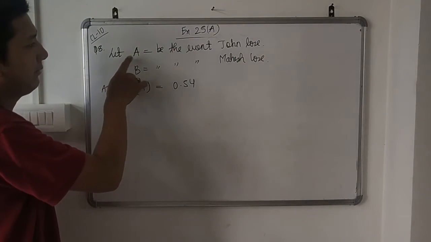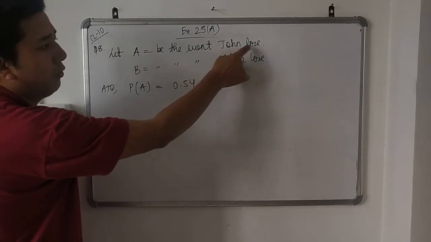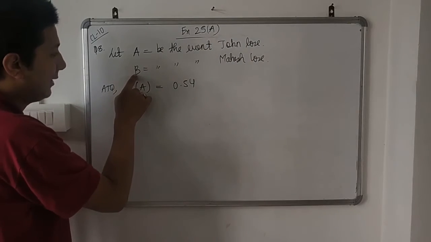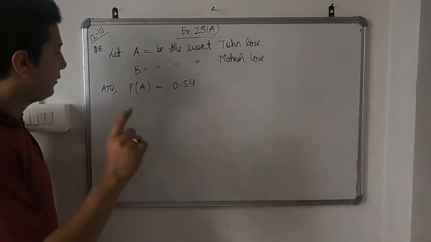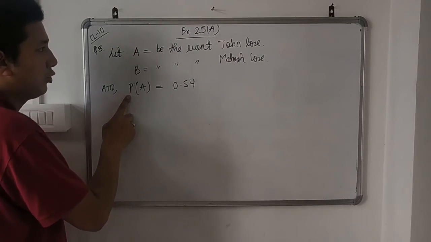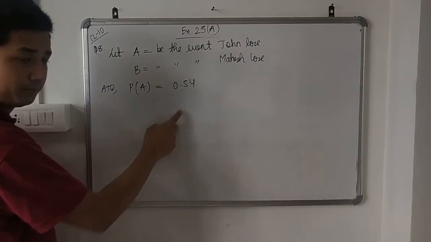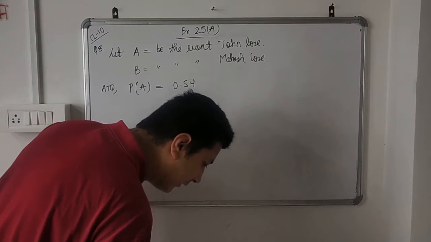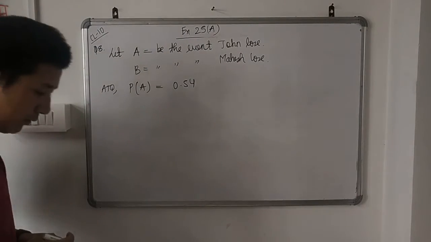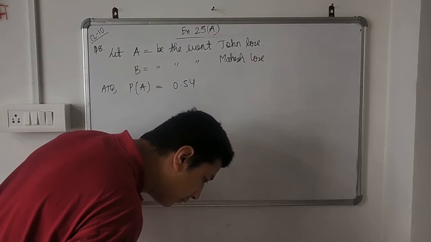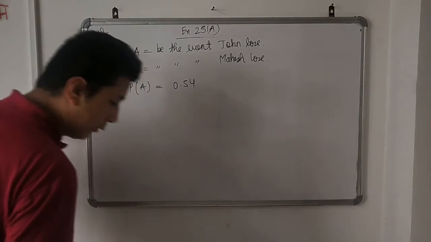So let us assume capital A be the event John loses, and let capital B be the event Mahesh loses. Given to us, probability John loses is 0.54. Question number 1, we need to find Mahesh wins. And John winning also we need to find.